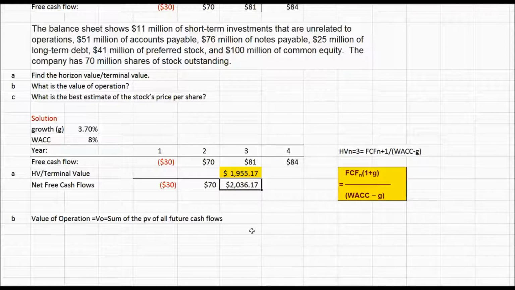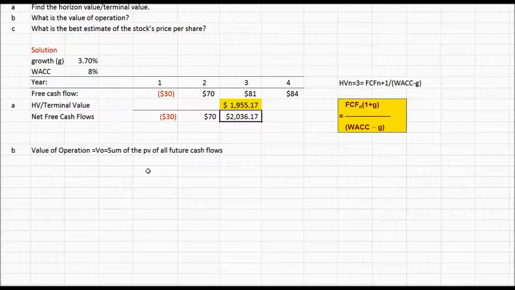So, do you want to do it step by step? Well, it's a lot of work, so let me show you how to do it step by step. Present value equals future value divided by 1 plus R, which is WACC in this case, raised to n.